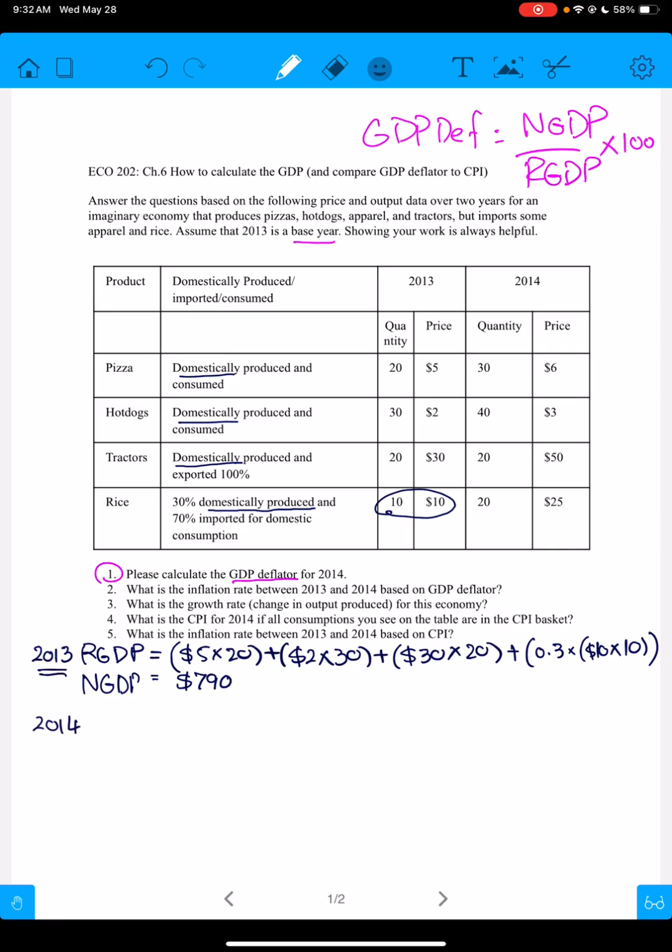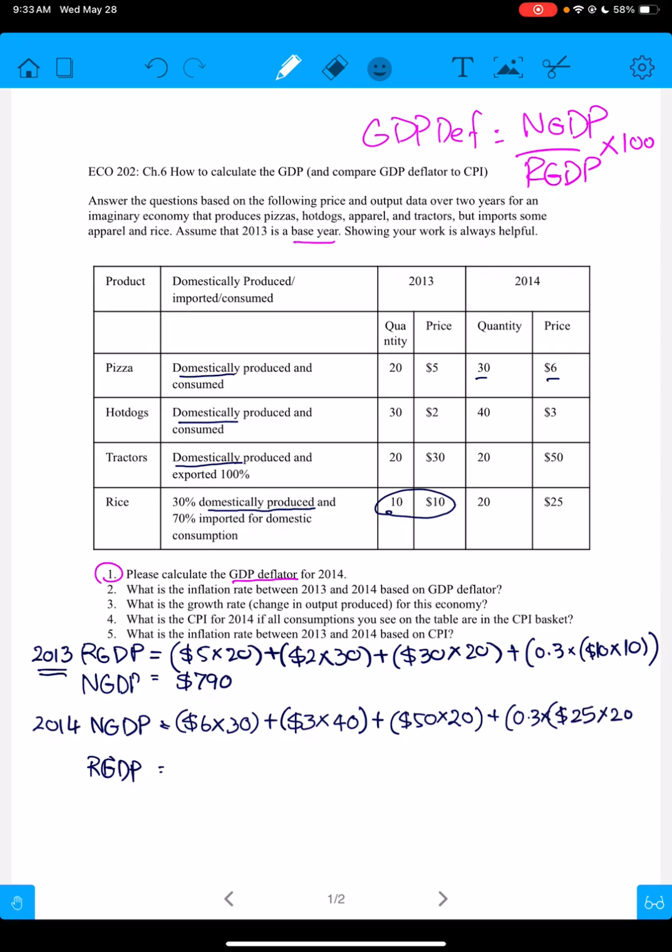So now we are going to calculate the nominal GDP of 2014 and then the real GDP of 2014. So let's line them up. I'm putting the nominal first. Nominal is the current price and current quantity. So price for pizza would be $6 and the quantity is 30, plus price is $3 for the hot dog and the quantity of hot dog domestically produced is 40. Price of tractors is 50 and the quantity domestically produced is 20. And the rice is again only 30% of this value of the price of 25 and the quantity of 20.